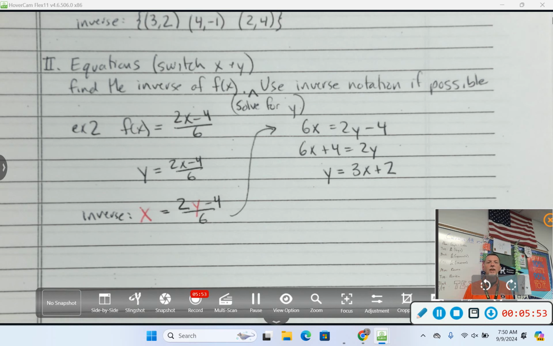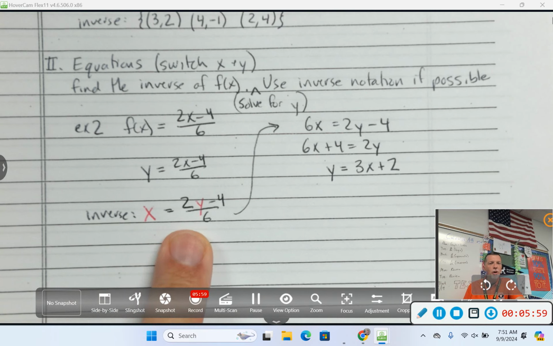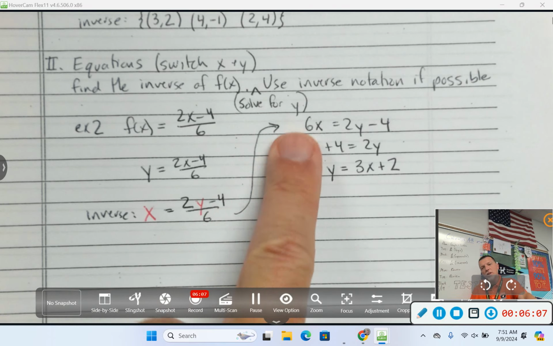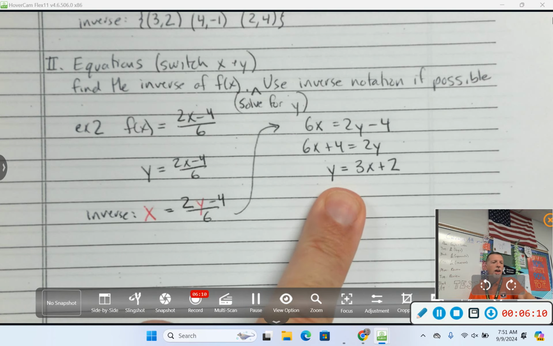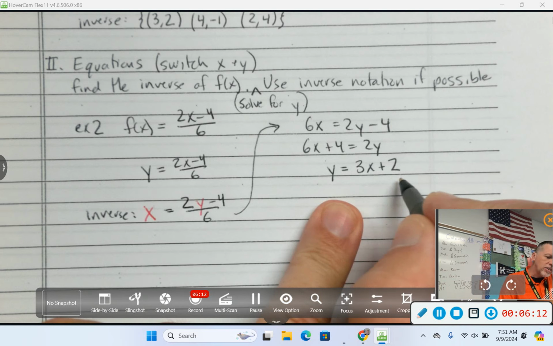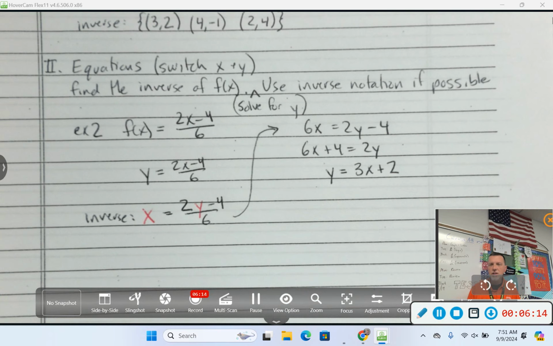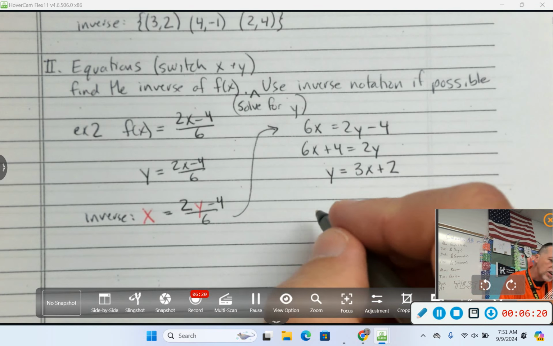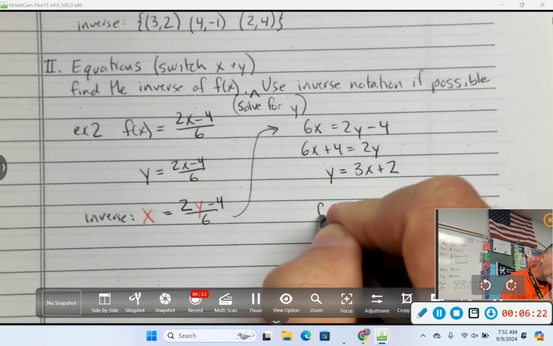So that's my inverse that's now been solved for y. You can maybe start to see where partial credit can be had. I will give you some partial credit if all you do is switch the x and the y. I mean, that's super easy, but that at least shows you have an understanding of the inverse. Then you get some more points for solving for y. And then, is this a function? y equals 3x plus 2? Just think about what it looks like. Right, up to slope of 3.